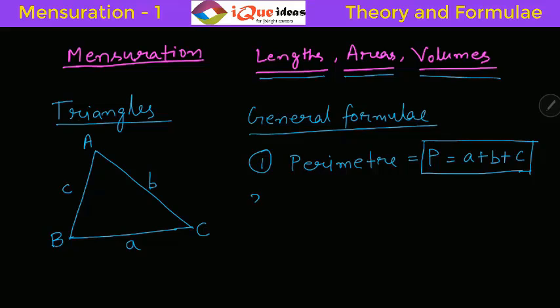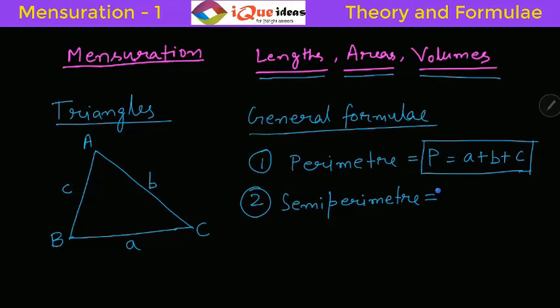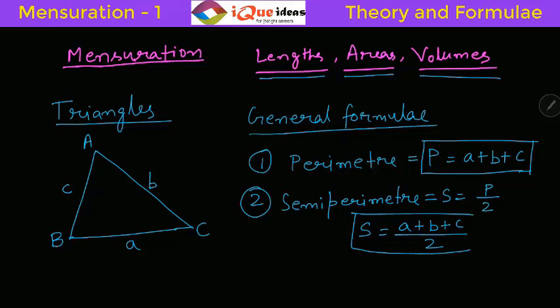Alright. Then the second term that we have, which will be used very frequently, is semi-perimeter. Semi-perimeter is usually represented as small s, and it is equal to half of perimeter, and effectively it becomes s is equal to a plus b plus c divided by 2, right? Or you can also say that a plus b plus c is equal to 2s. Now the next thing that we have related to triangles is the general formula of area of triangle.